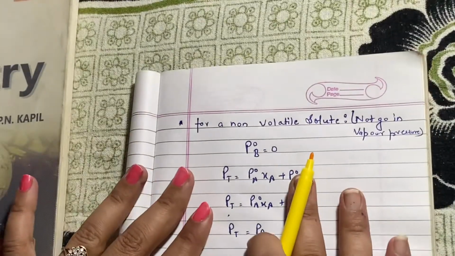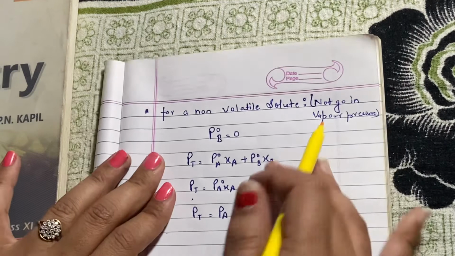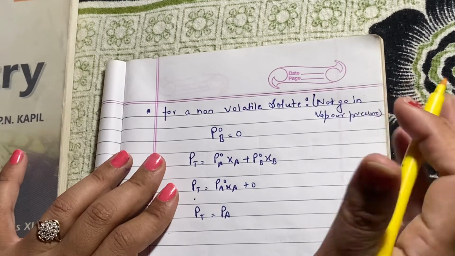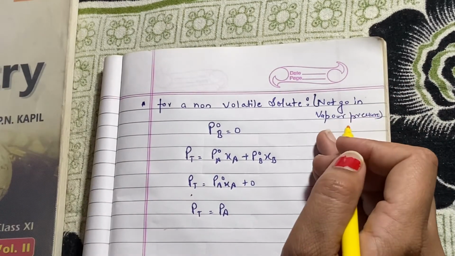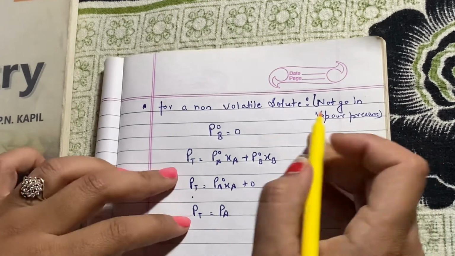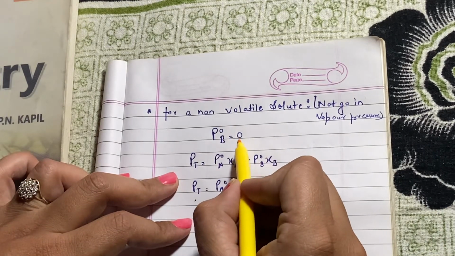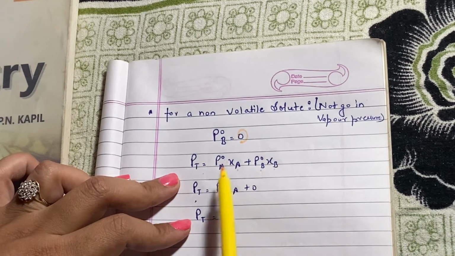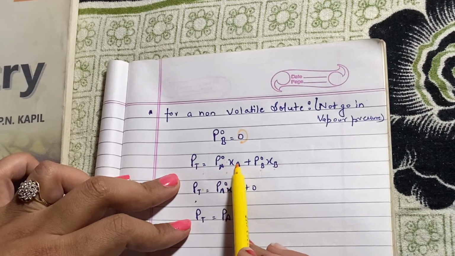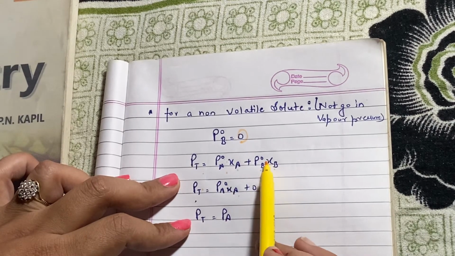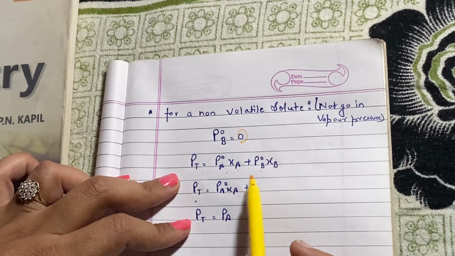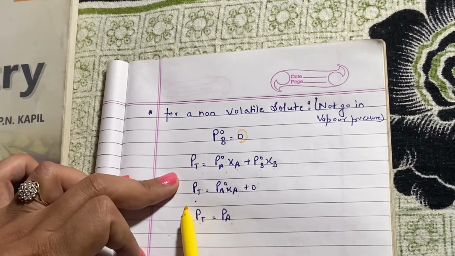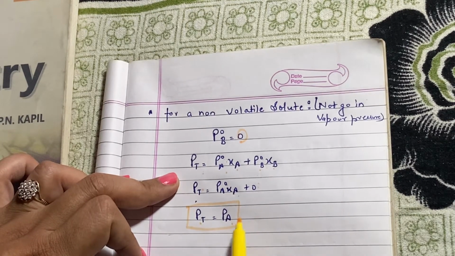Then for a non-volatile solute, the solute will not go into vapor pressure, because it is not volatile, so no vapor pressure is included for it. So we will take P naught B equal to 0. Same, what is our P total? P naught A XA plus P naught B XB. P total is equal to P naught A times mole fraction A plus PB, whose value is 0, so that term also becomes 0. Then directly, PT is equal to PA. That is for a non-volatile solute.